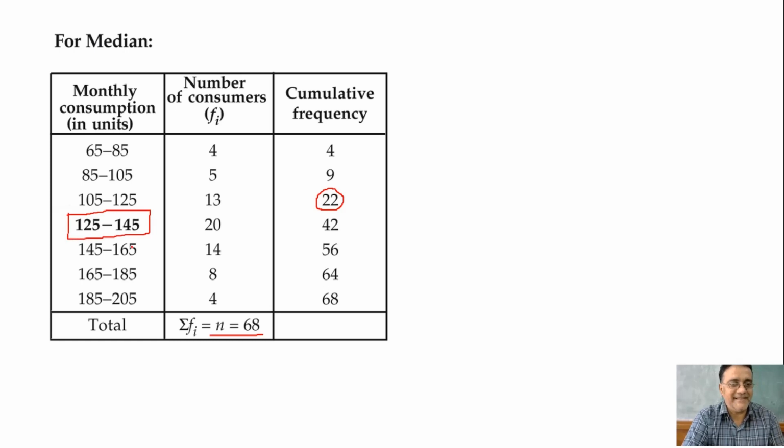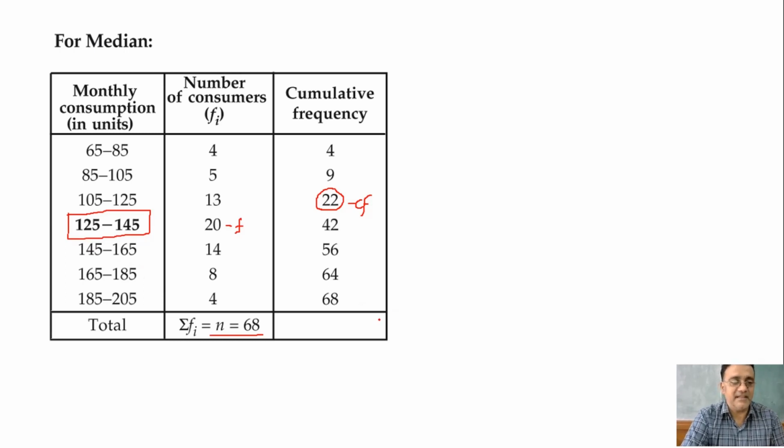Okay. So what is F in the formula? 20. 20, right? And what is CF? 22. 22. Very good. And what is H? Class size. H is 20. And L is 125. Okay.